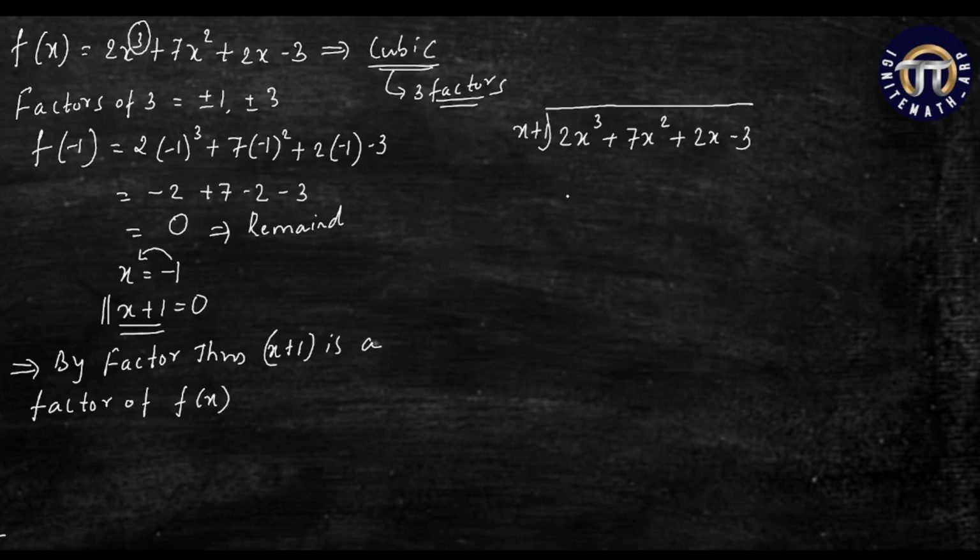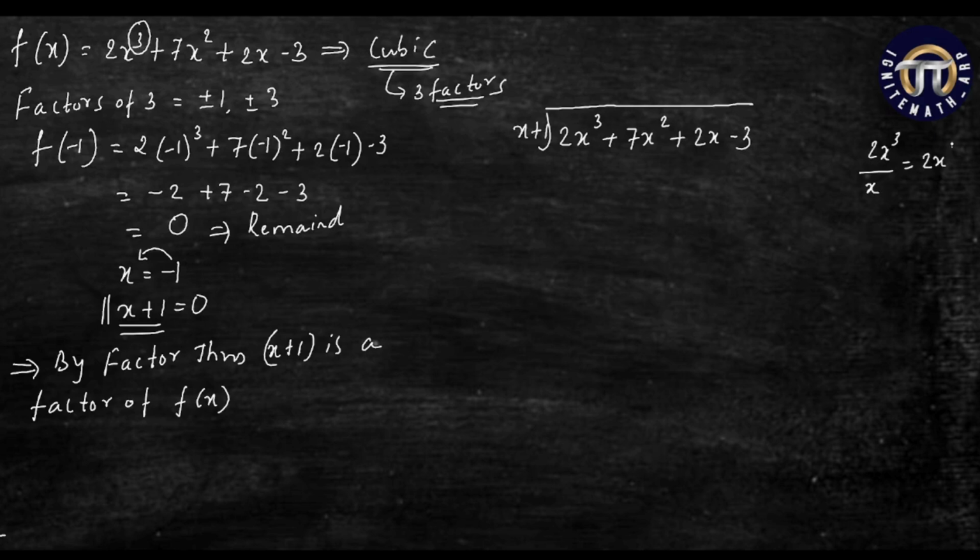This division can also be done by synthetic division, children. Synthetic division is also accepted in the board, doesn't matter. So now I repeat the same process. Take the first term of the dividend divided by the first term of the divisor.